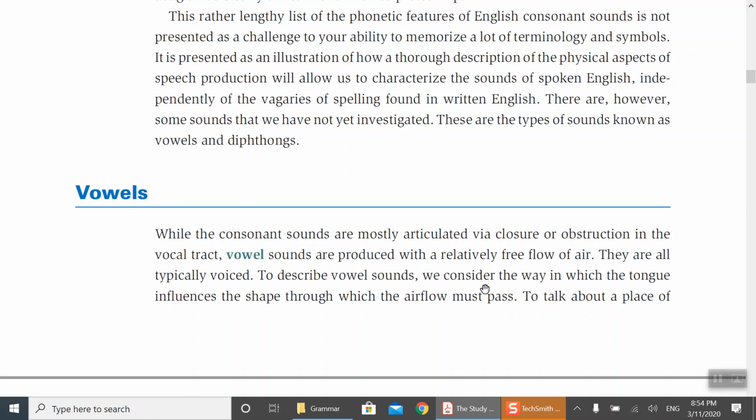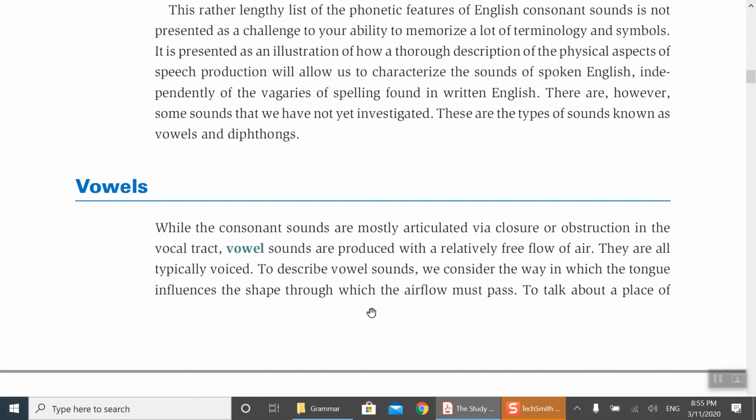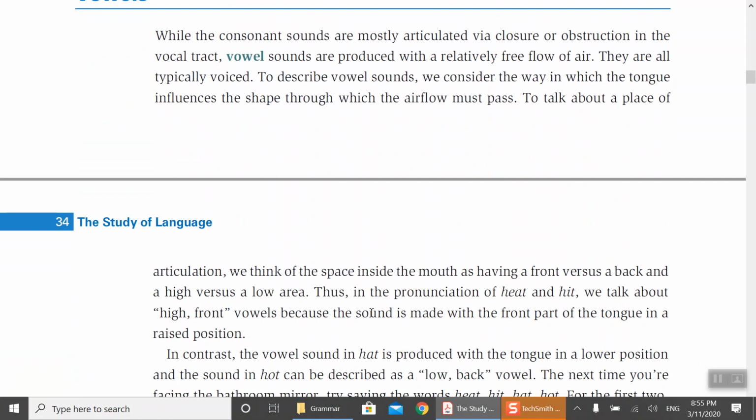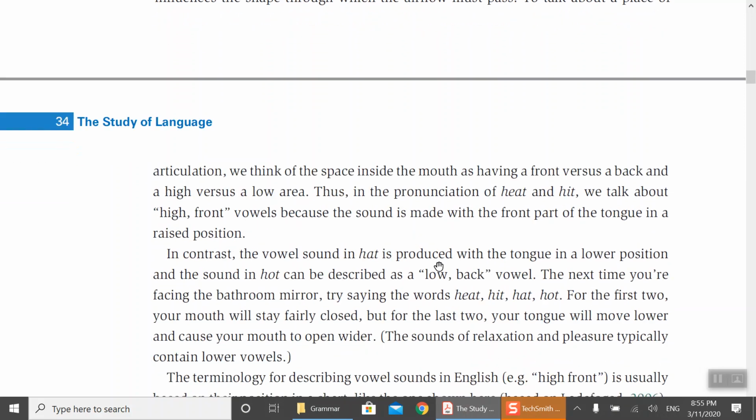To describe vowel sounds, we consider the way in which the tongue influences the shape through which the air flow must pass. When we talk about the place of articulation, we think of the space inside the mouth as having a front versus a back and high versus a low area. Thus in pronunciation of heat and hit we talk about high front vowels, because the sound is made with the front part of the tongue in raised position.